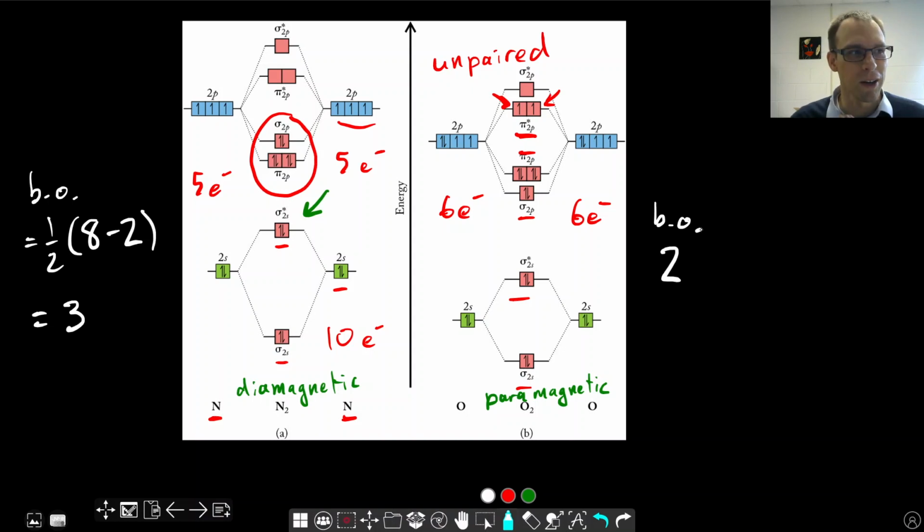What else was I going to say? Oh yeah, we're going to look at the bond order and the magnetism of all the second row homonuclear diatomics, and that's where we'll end with molecular orbital theory.